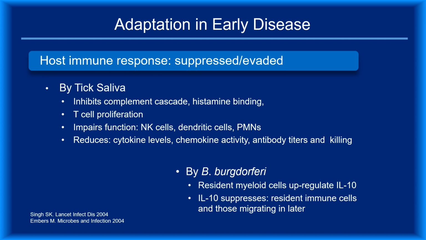To establish a new infection, B. burgdorferi must avoid being killed by the host's immune response. Once again, the tick saliva comes to B. burgdorferi's aid. Immune modulators in the saliva inhibit the complement cascade, cellular responses, antibody production, and antibody-mediated killing. The bacteria itself causes an upregulation of IL-10, which not only suppresses resident immune cells, but also the function of immune cells that subsequently migrate to the infection site.